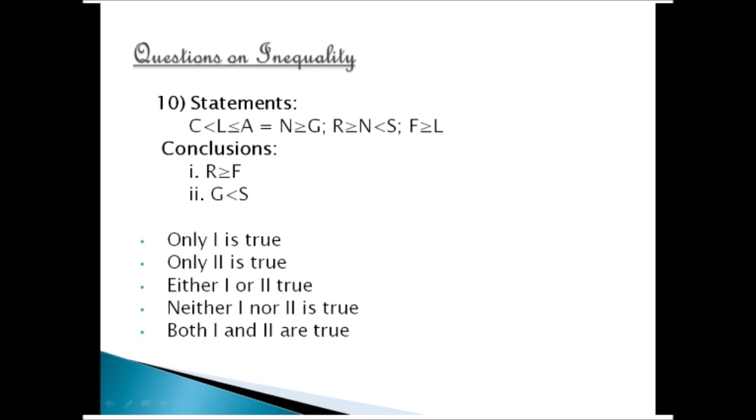Here conclusion first says R to F. That means I have to check R and F both. Here is R and here is F. There is outgoing from R, but there is no incoming towards F. So no need to check this complete statement. I can directly strike out conclusion first, as there is no incoming towards F. See how easy this concept is.